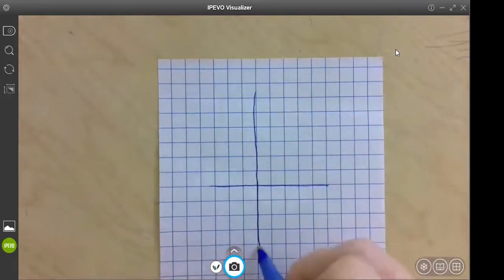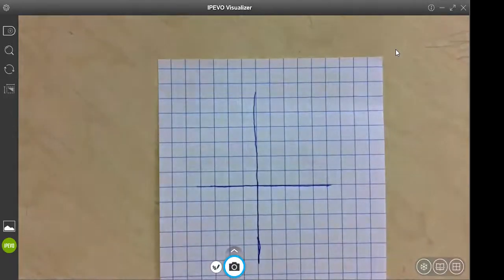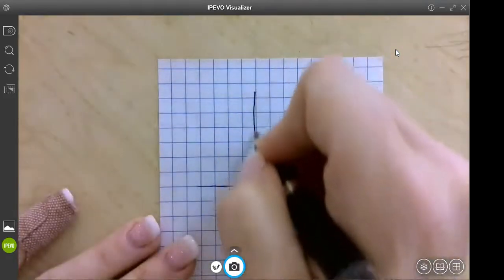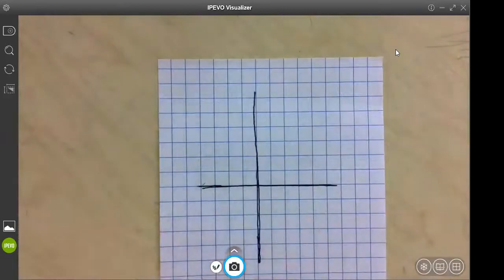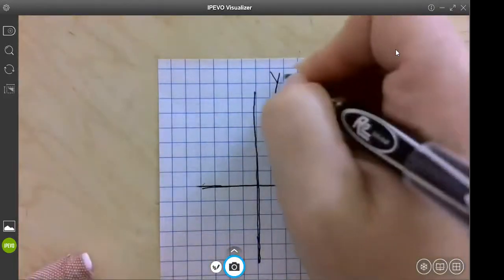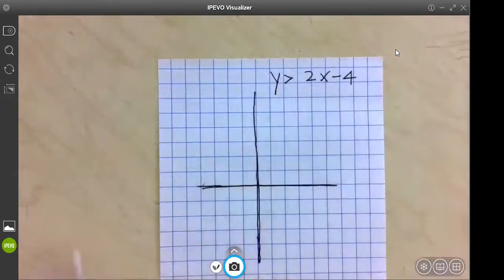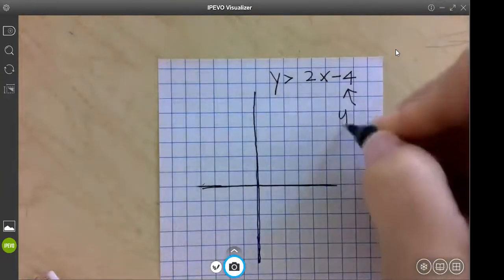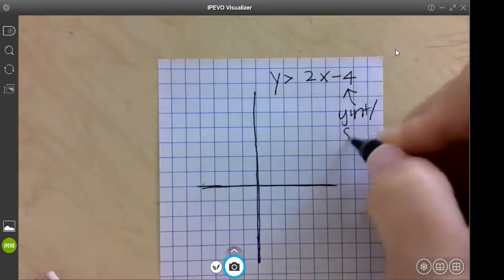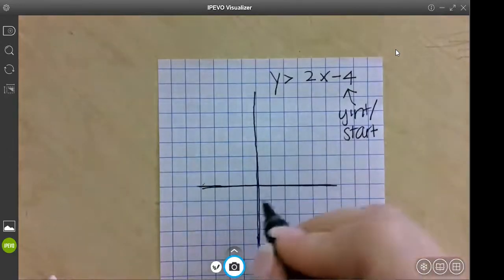And I'm going to make my own coordinate plane. Let's see if I can get a little darker. Blue on blue is not very good. Okay. And then the equation that I'm doing is y is greater than 2x minus 4. Remember, that last number is your y-intercept, or where you start. So I'm going to start at -4.